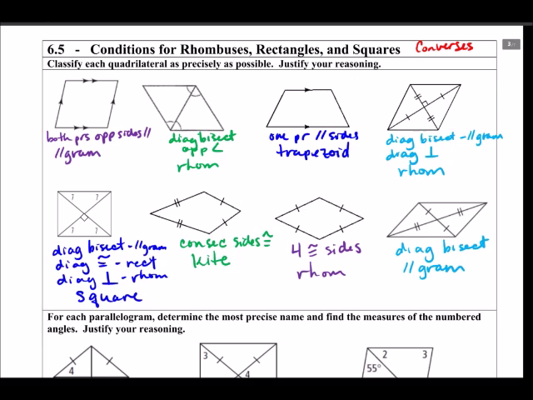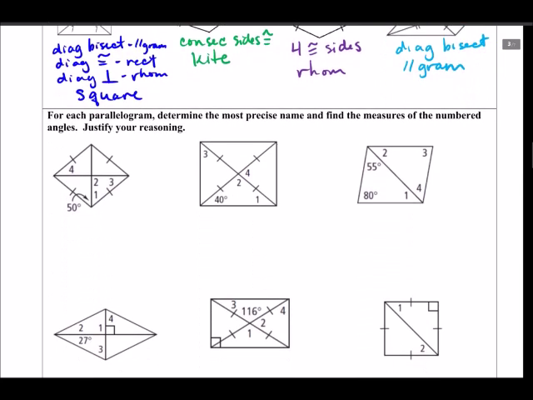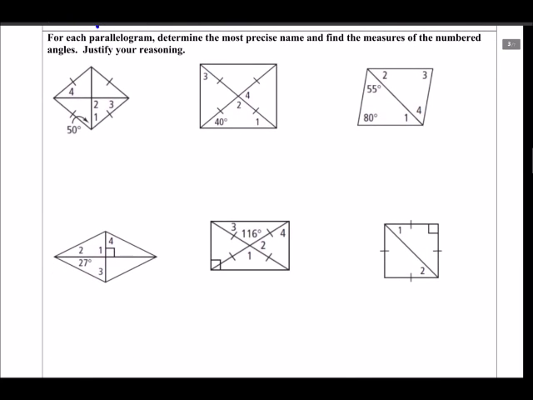All right, well, that was kind of entertaining because some of those didn't belong, but it was still good practice because I bet you might see some of that kind of stuff on our test. Let's go to the next one, see how this goes. For each parallelogram, determine the most precise name and find the measure of the numbered angles, and justify.